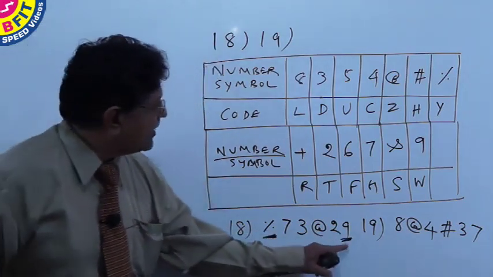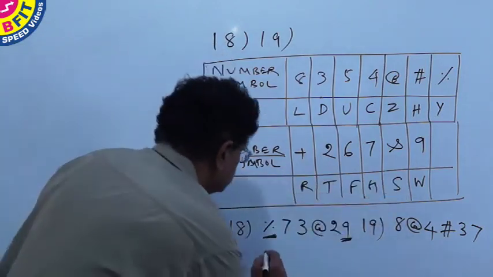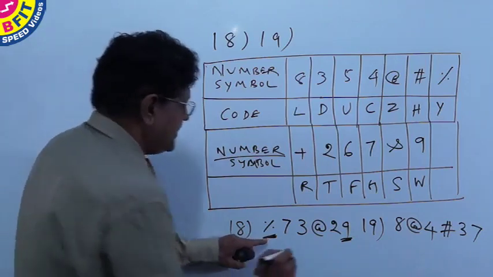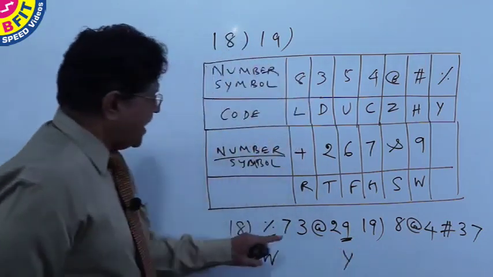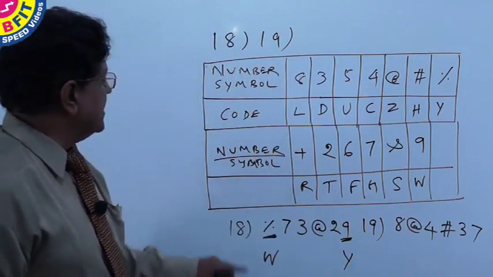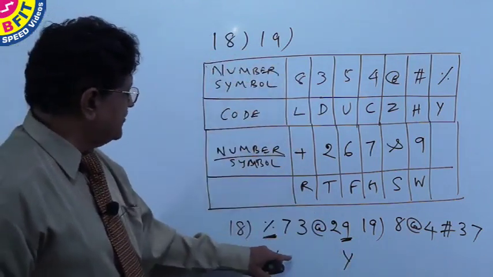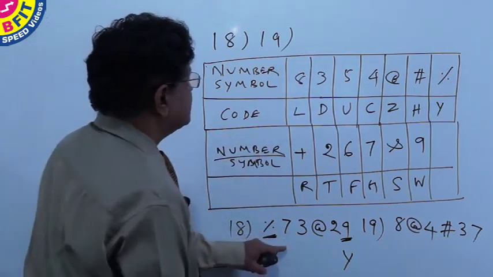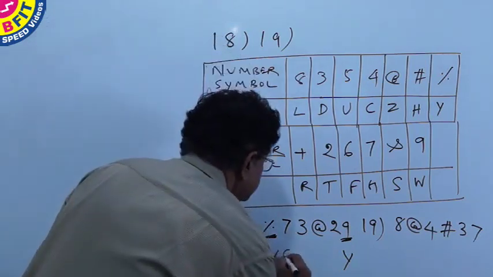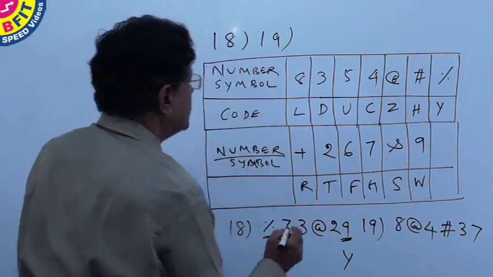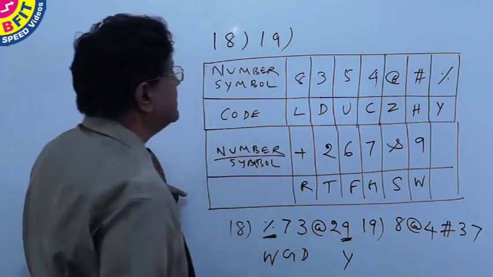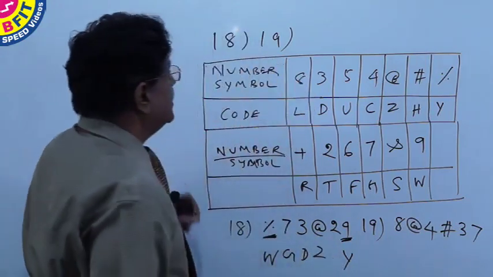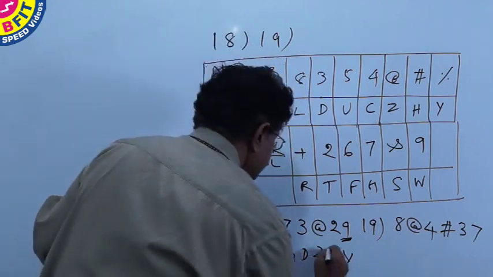So now what is the code for 9? The code for 9 is W. So we have to code this as W. Then what is the code for percentage? Y. Now for all other numbers and symbols, we have to give the same code as given in the table. 7 is coded as G. 3 is coded as D. @ is coded as Z. 2 is coded as T.